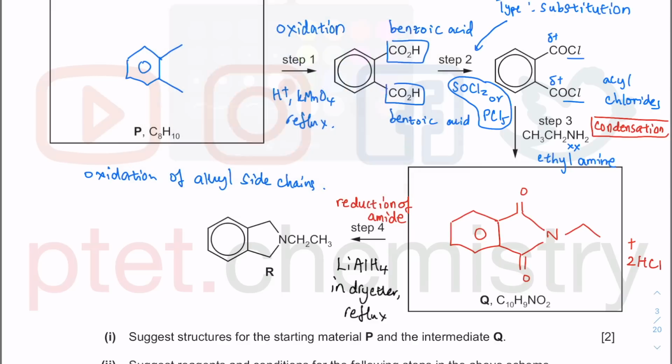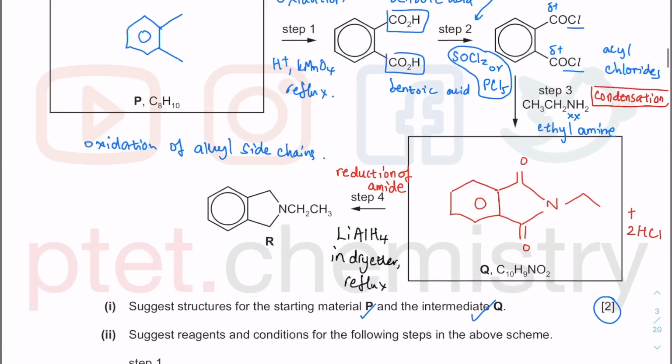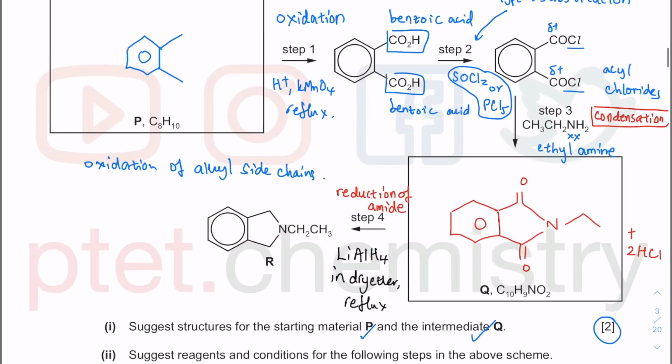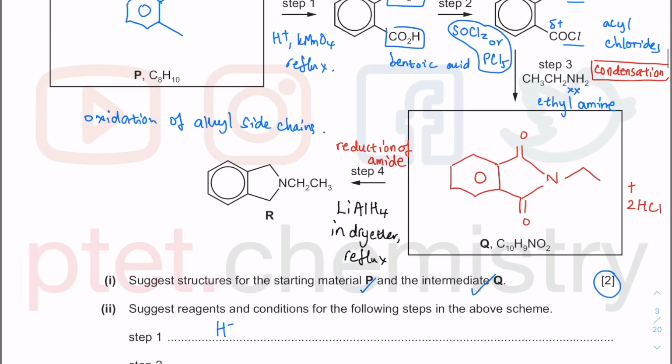Okay. Suggesting the structures for the starting material P and the intermediate Q, I already got the 2 marks there. Suggesting reagents and conditions for the following steps, for the last 3 marks. Step 1 was your oxidation of the alkyl side chain there. So I have decided to use the acidified KMnO4. And also the conditions, because as stated in the question, reagents and conditions, do not forget that.